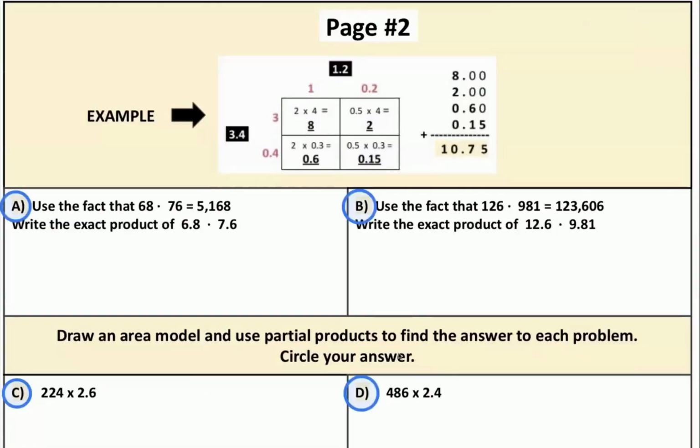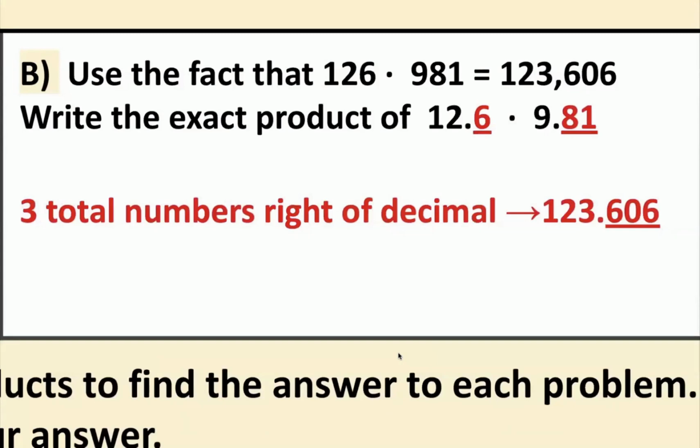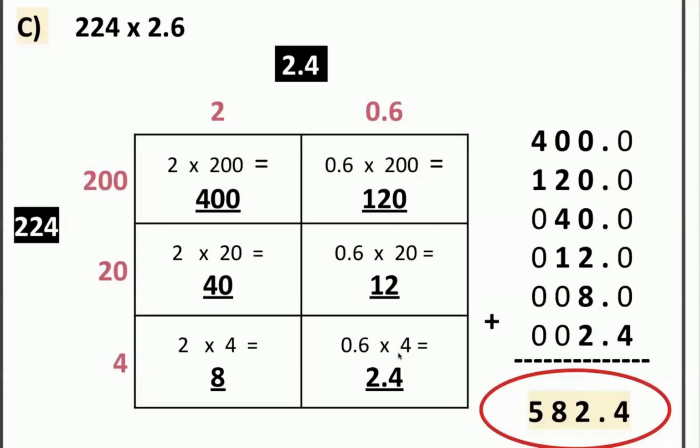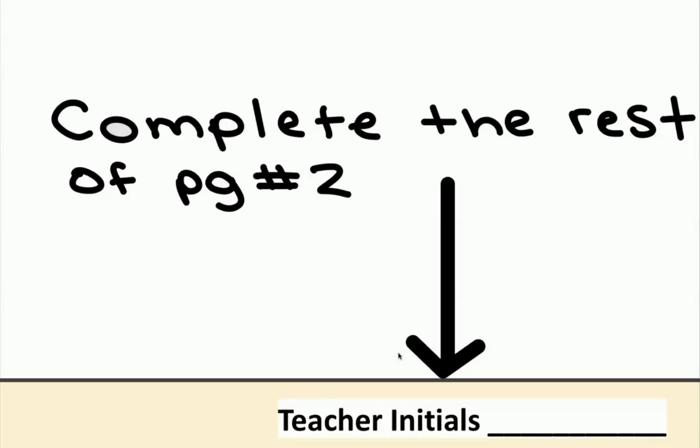Complete problems A through D. Pause the video. Come back to the video when you're ready to check your work. Check your work for problem A. Check your work for problem B. Check your work for problem C. And check your work for problem D. Complete the rest of page 2, then check in with your teacher to get additional feedback. Come back to the video when you're ready for page 3.